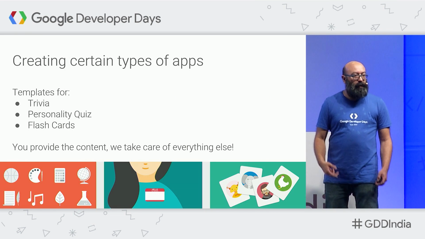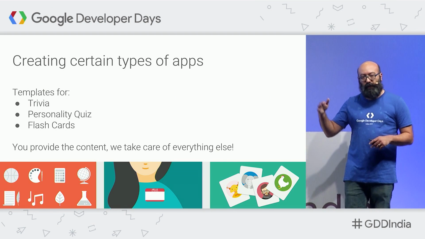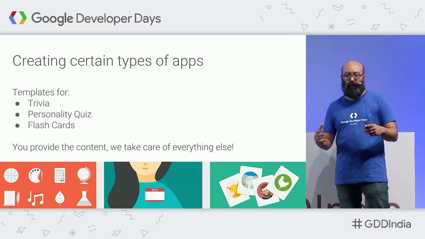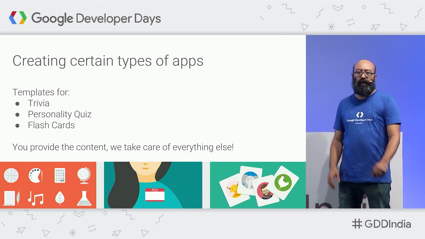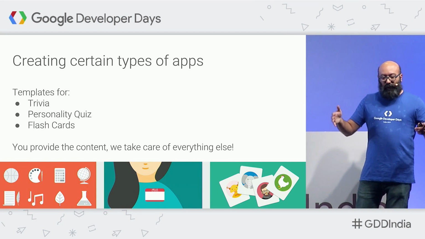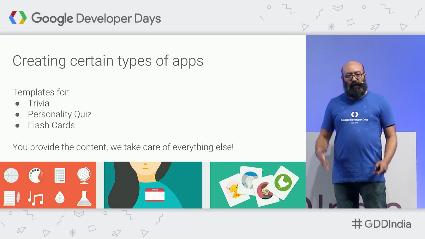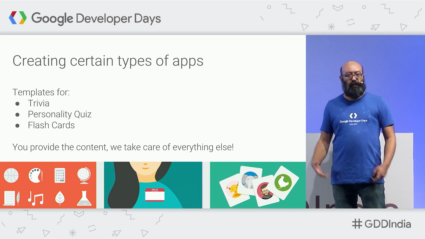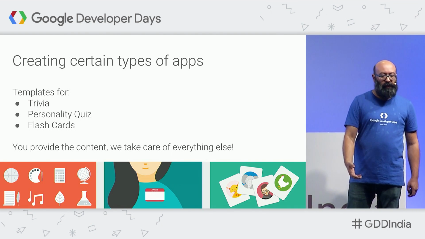Apps that are personality quizzes where you ask them questions that get a score against traits of their personality so that at the end you can tell them, oh, you are very brave and also you are very cute, or stuff like that. And flashcards, which are apps where basically you can ask yourself a series of questions to reinforce the learning of a certain topic that you are studying.